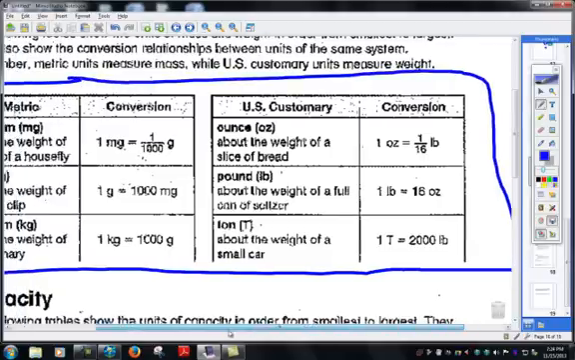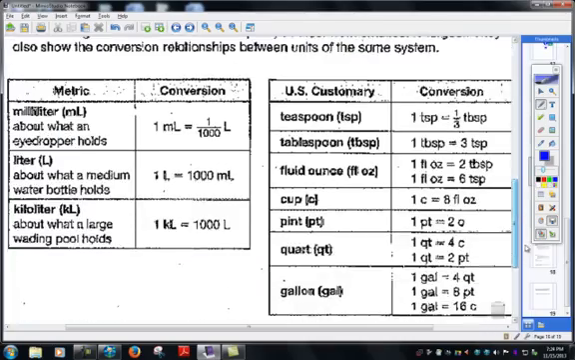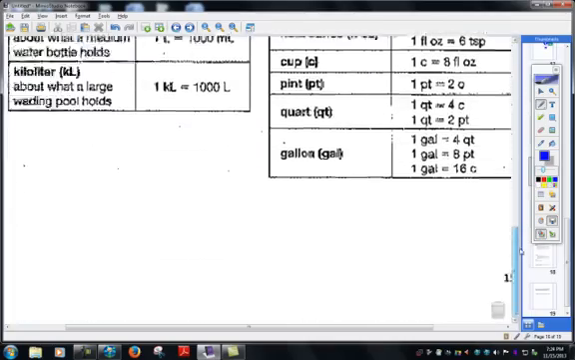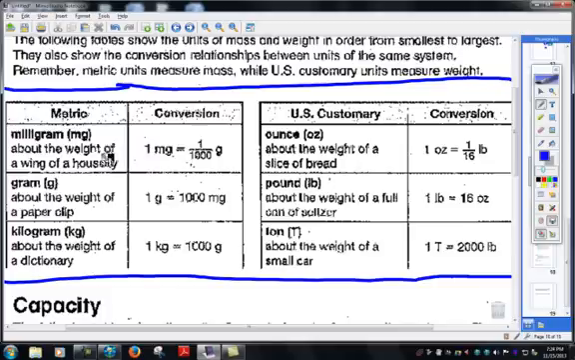I'm going to allow you to have these on the test, at least some of them, maybe not all of them. The easy ones, like 12 inches in a foot, I probably won't give you those, but probably a lot of these. I'll give you these and let you use these. Probably we'll see more when we get to it.